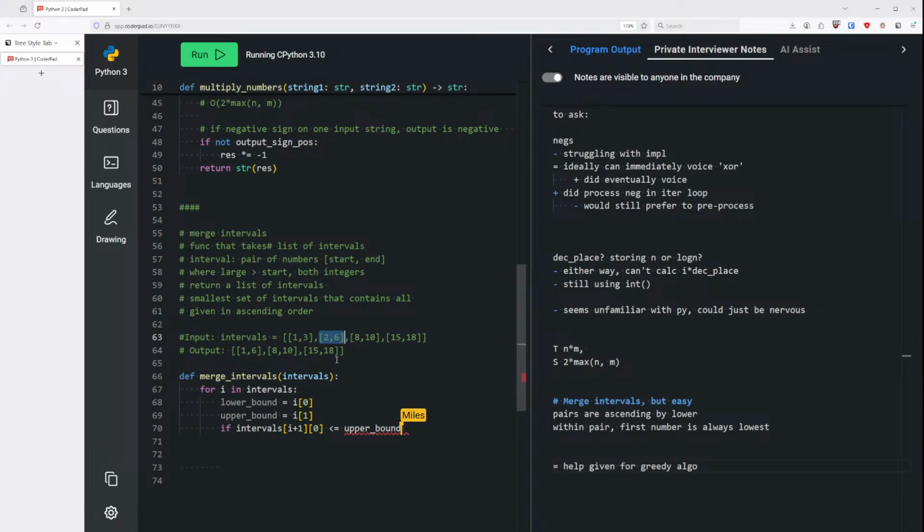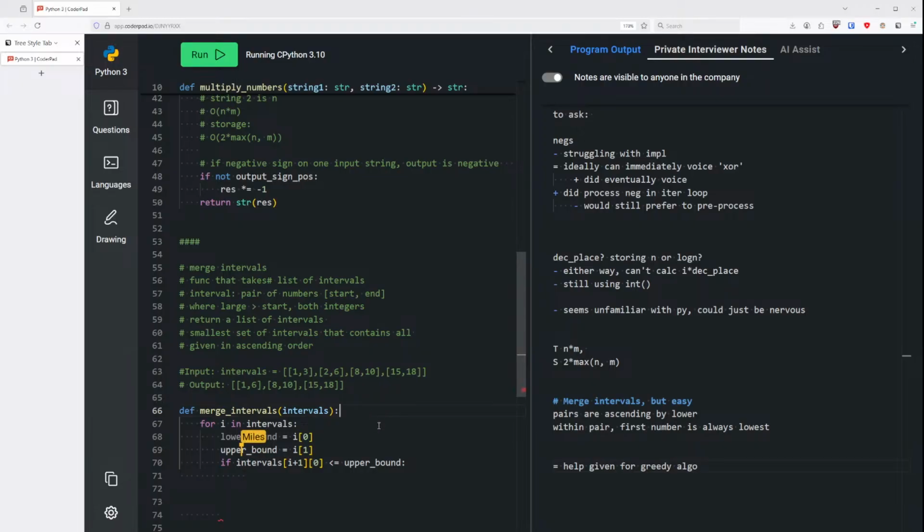Mm-hmm. And if that's true, then what do we need to do? So let's do the same thing you had before. So a setup with the result. So let's just have a result, which is an array of pairs, right? And we'll have a current, which is always going to be intervals the first one, right? And so we can do what you've done here. I think this is a good start.